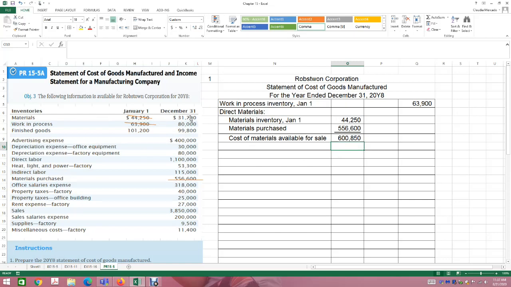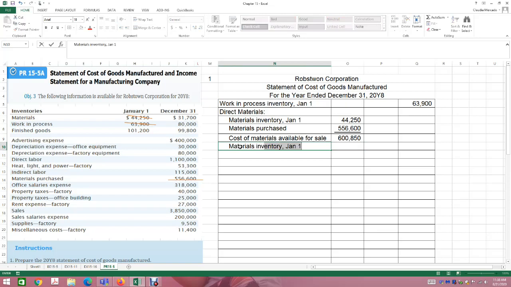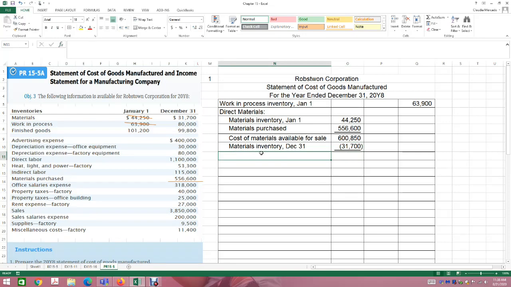So I'm going to deduct those materials that we have left over. I'm going to deduct my materials inventory at the end of the year, which was December 31st. I'm going to subtract those because those are still available to be used for next year. So now I can figure out the actual materials put into production for that year, my cost of direct materials used in production for the year.